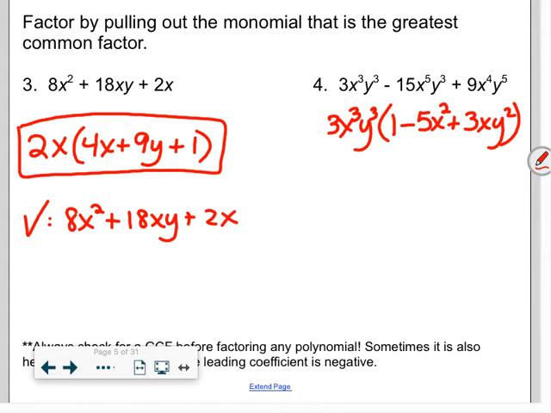Absolutely. Okay. Are you okay with the GCF is 3x cubed y cubed? Okay. So 3x cubed y cubed times 1 produces itself. 3 times what is 15? That's the 5. I already have the y cubed. And then x cubed times x squared is x to the 5th.